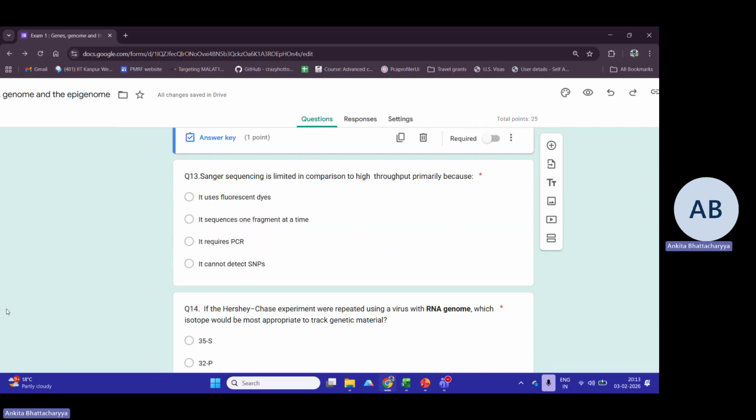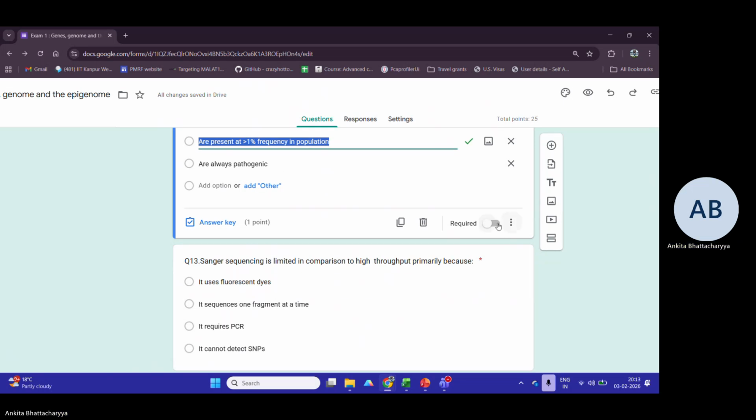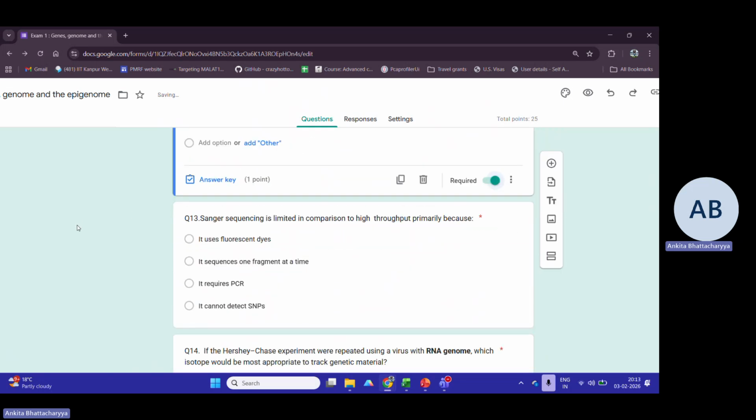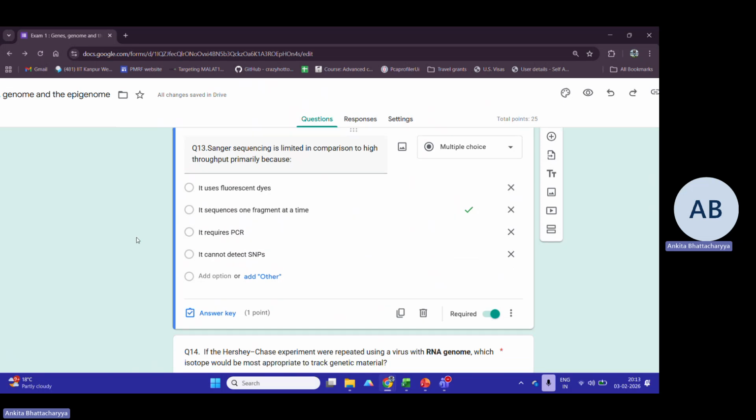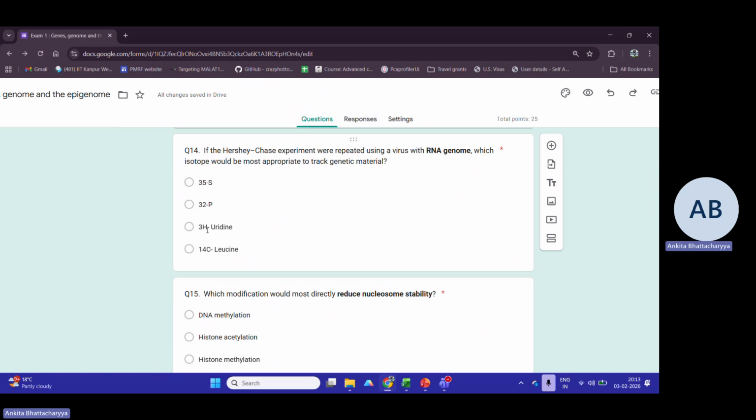mutations. Then, Sanger sequencing is limited in comparison to high throughput sequencing, primarily because of which of the following? Sanger sequencing is something I just discussed a few minutes ago, where we saw the contrast between Sanger sequencing and high throughput sequencing methods. Sanger can only sequence one fragment at a time, whereas high throughput sequencing can multiplex this experiment and a large number of sequences can be studied at the same time. So that was the answer.